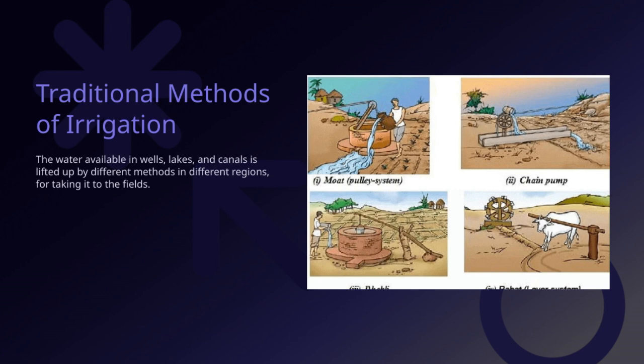Connecting this to our overall theme, understanding these traditional practices helps us appreciate the evolution of irrigation technology and the importance of sustainable water use in agriculture. It also reminds us that even with modern advancements, traditional methods still play a vital role in many communities.